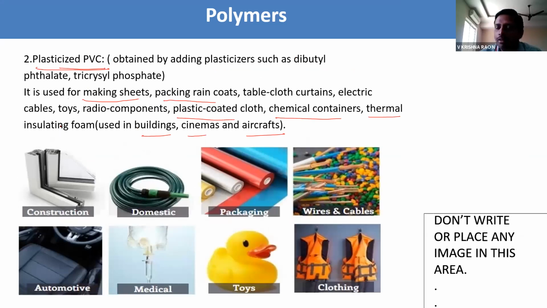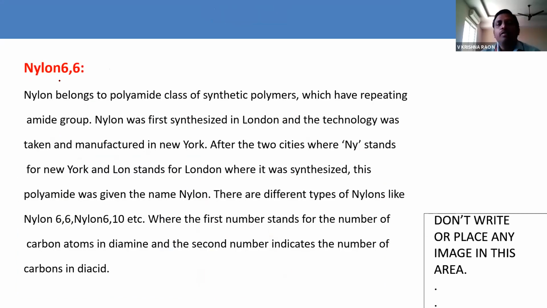Now coming to the second preparation, that is nylon 6,6. PVC is prepared by addition polymerization, whereas here nylon 6,6 is prepared by condensation polymerization. Nylon belongs to the polyamide class of synthetic polymers, which have repeated amide groups.